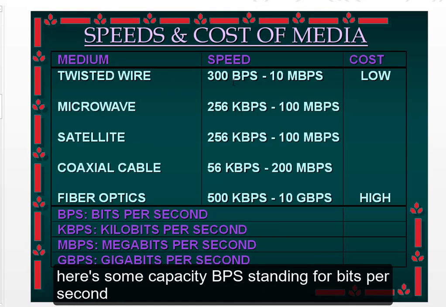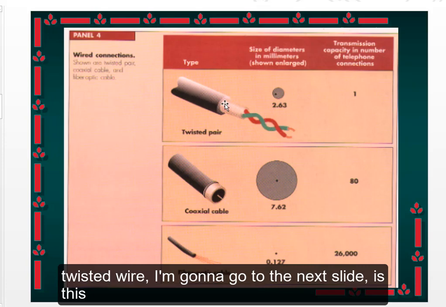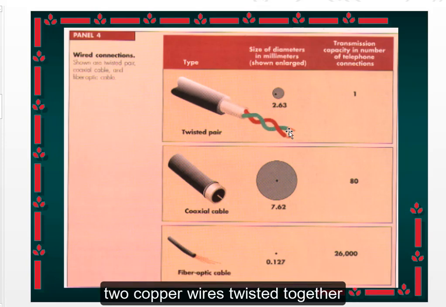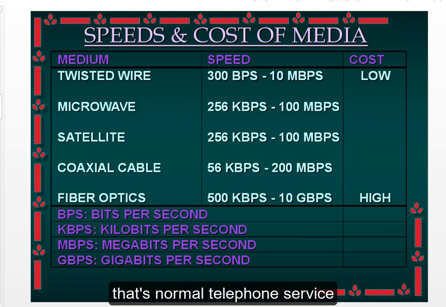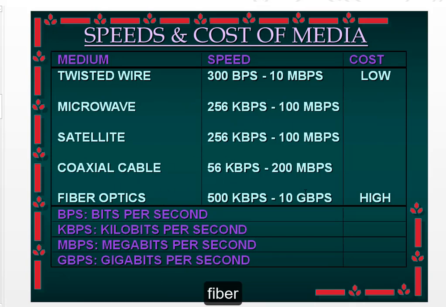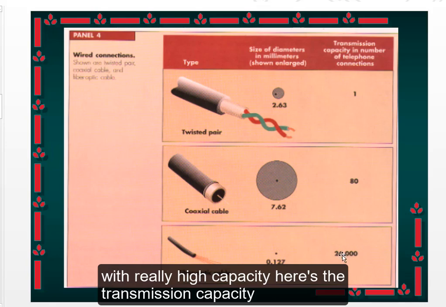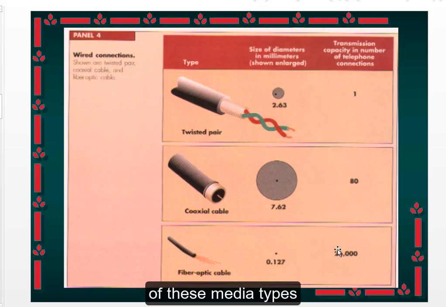Here's some capacity, BPS standing for bits per second. Twisted wire, I'm going to go to the next slide, is this. Two copper wires twisted together. That's normal telephone service. Microwave, satellite, coax, that's cable, fiber. Here's a picture of fiber, glass strands with really high capacity. Here's the transmission capacity of these media types. Very important.